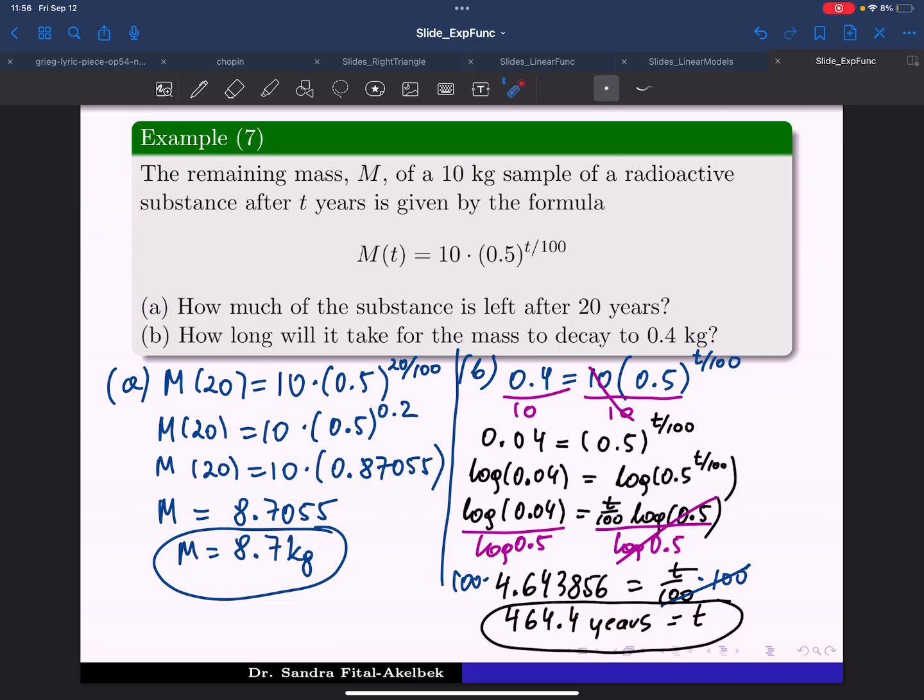So for a radioactive decay to get to 0.4 kilograms, it takes 464 years for the radioactive sample to decay.